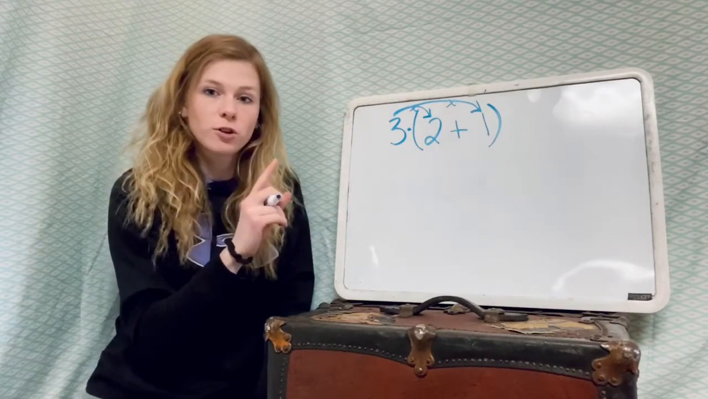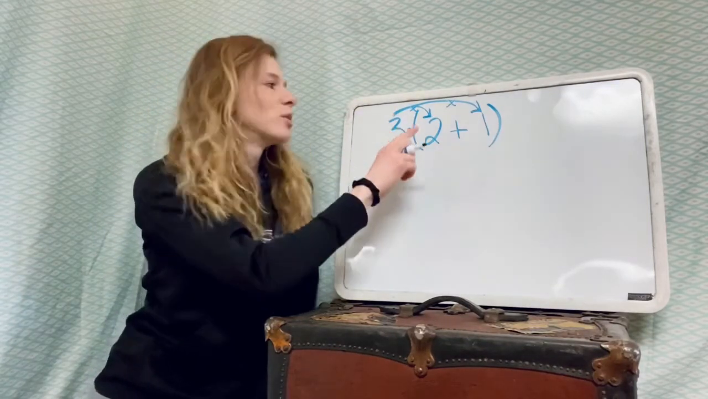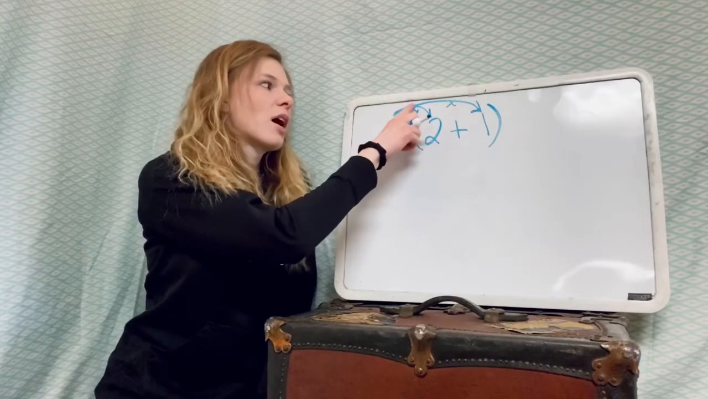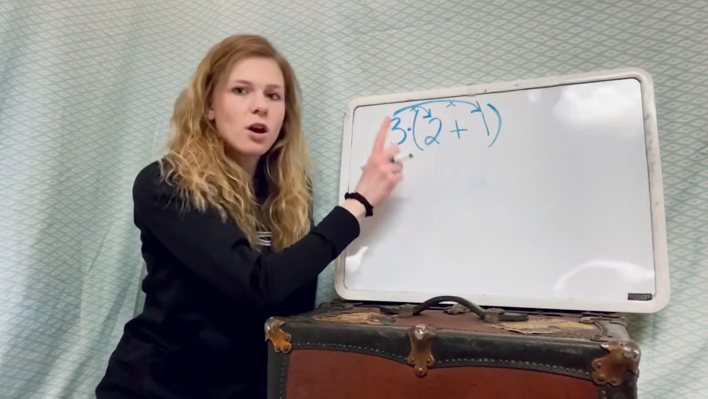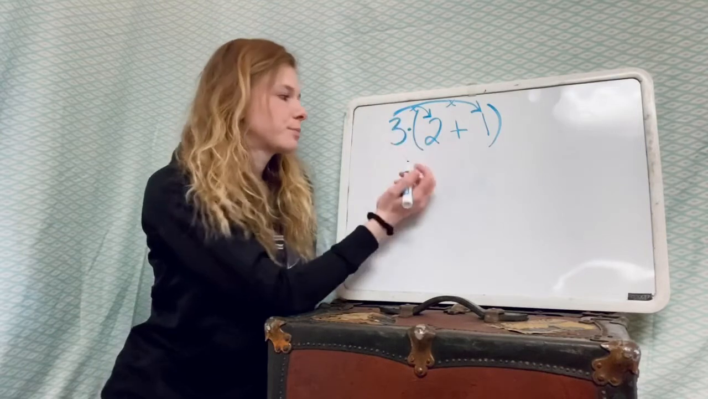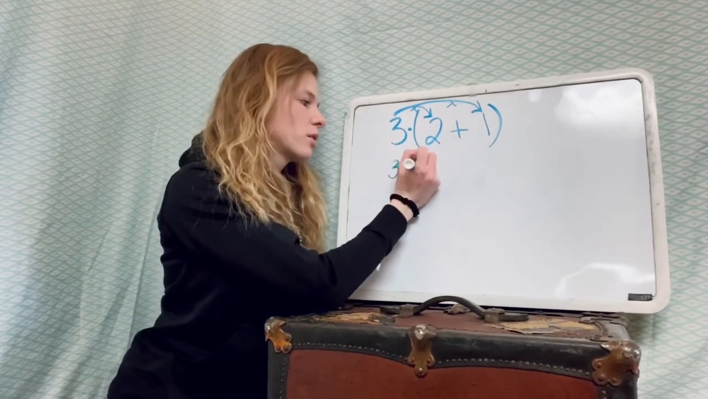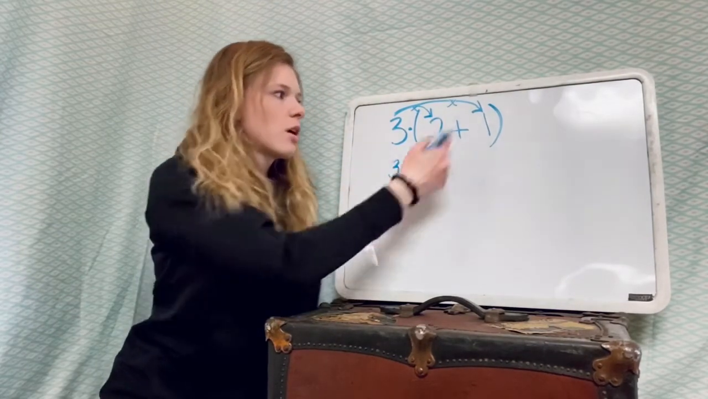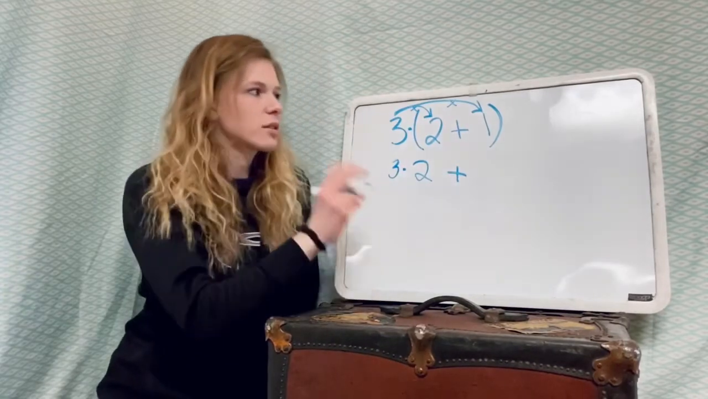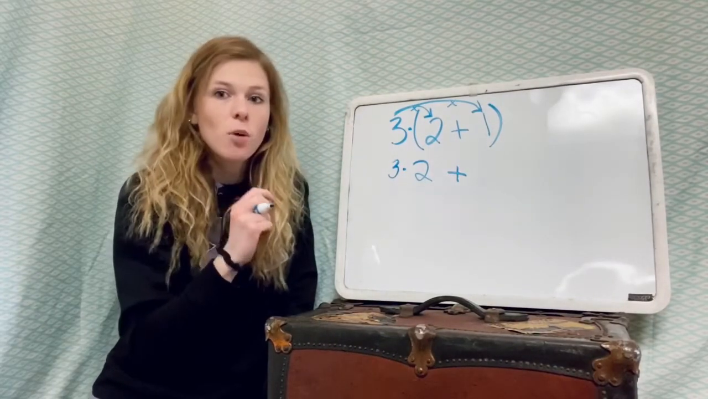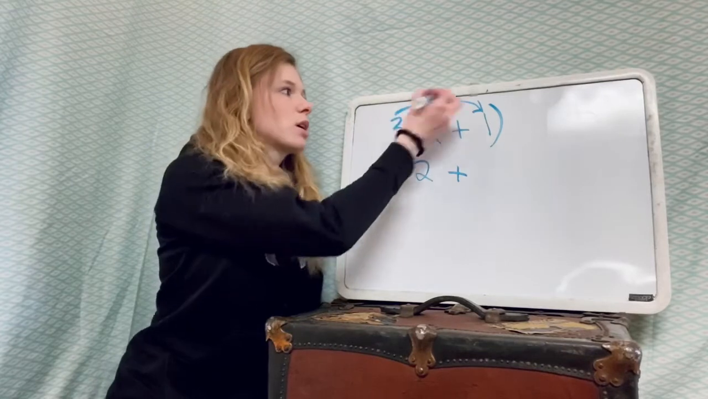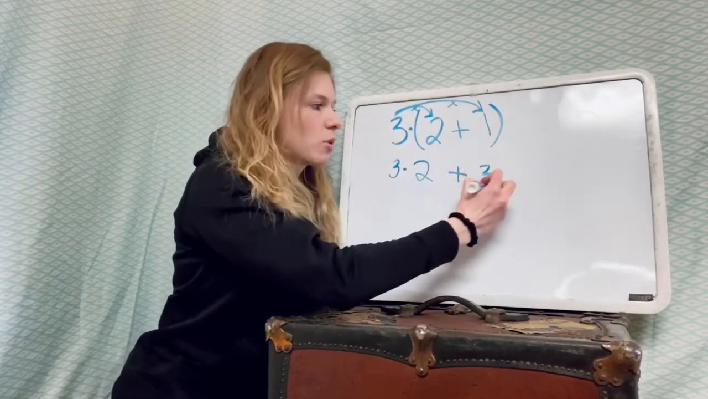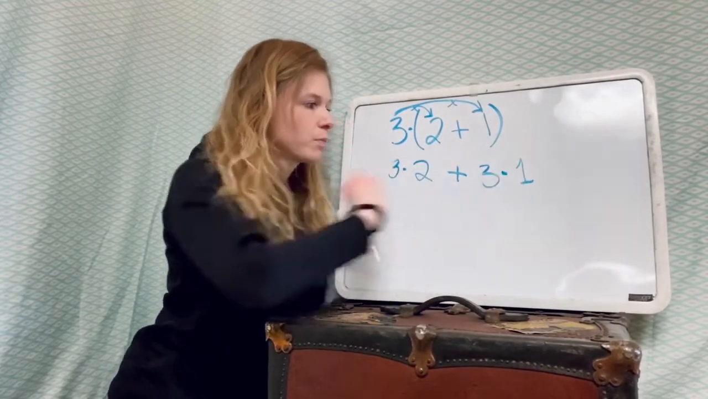So now I'm just going to follow my arches. I'm going to follow the first one, this little baby one. So I'm going to take 3 times 2. I followed my arch. I saw that we're multiplying. So 3 times 2 is my first arch. I'm going to bring down the addition sign that's in the parentheses. Now I'm going to follow my second arch: 3 times 1. So I'm going to write 3 times 1.